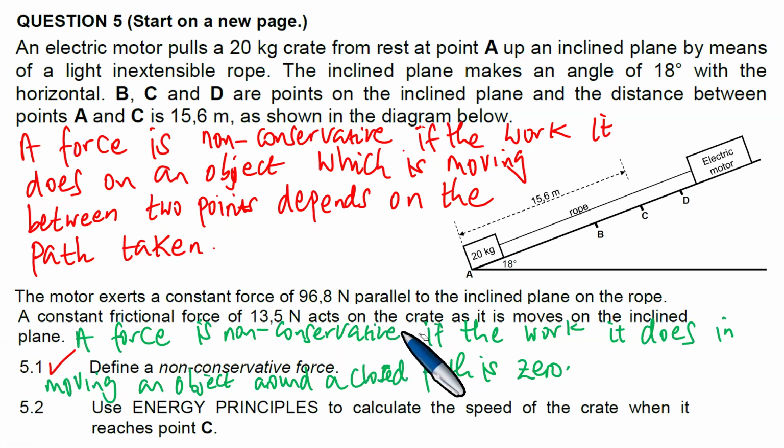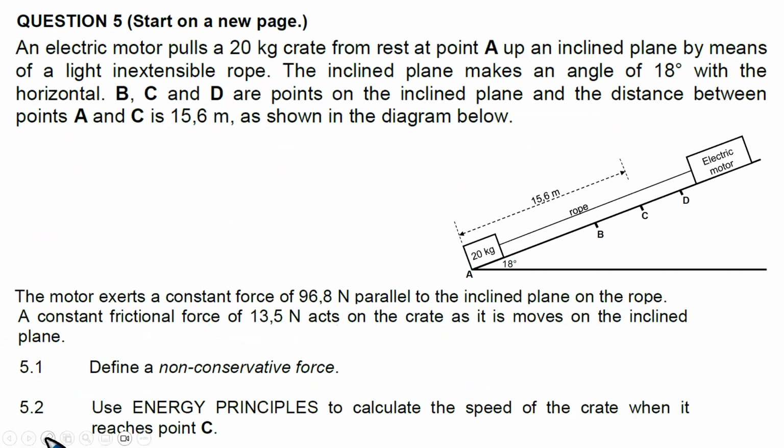So that is what we have. A force is non-conservative if the work it does in moving an object around a closed path is what? Is zero. So you can either choose the red part or the green part, but you have the definition there. Right, so let's look at the next point.